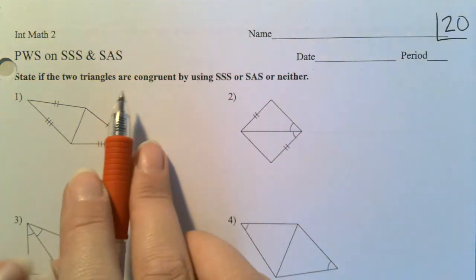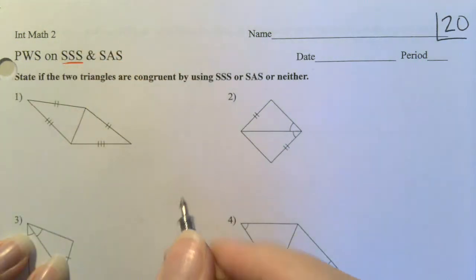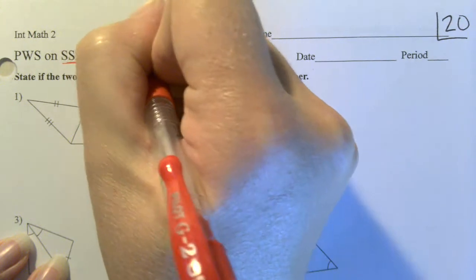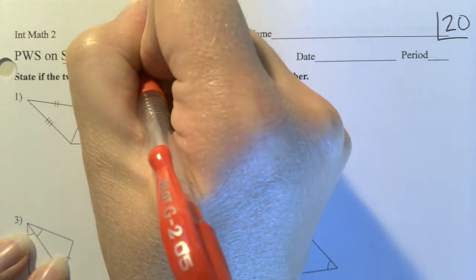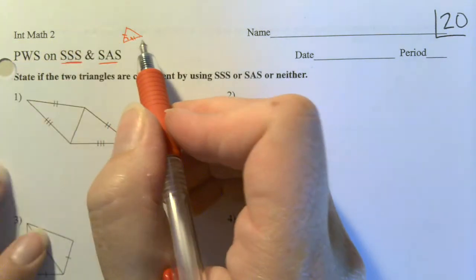So remember, for it to be side, side, side, you have to have 3 congruent sides. For it to be side, angle, side, you have to have 2 congruent sides and an included angle. So it has to be that these 2 sides form that included angle.